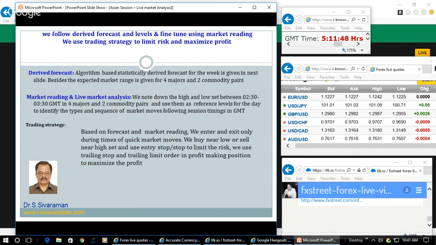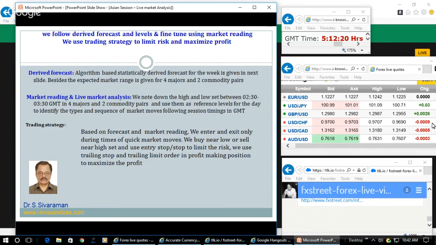Now, look into the market. You find Euro, GBP as well as USDJPY showing positive net change, and CHF, Canadian dollar, and Australian dollar are showing negative net change. You find a contrarian move. So here you find Euro, GBP showing positive net change as the USD weakening move, whereas USDJPY is showing positive net change as the USD gaining move. And you find CHF is showing negative net change as the USD weakening move.